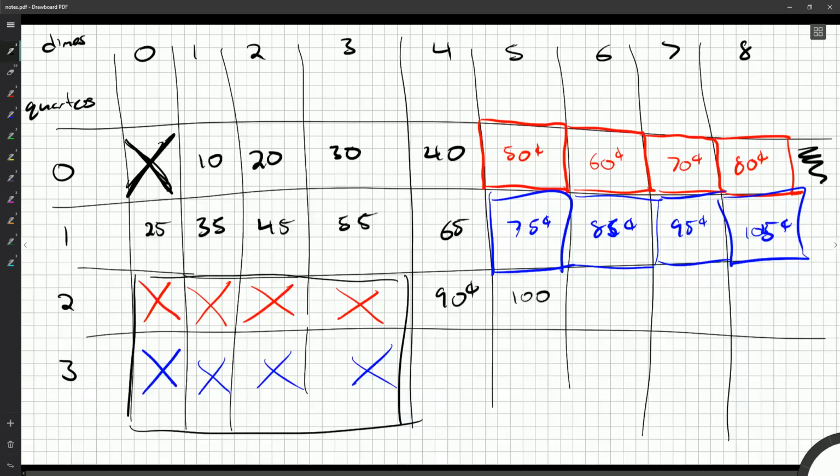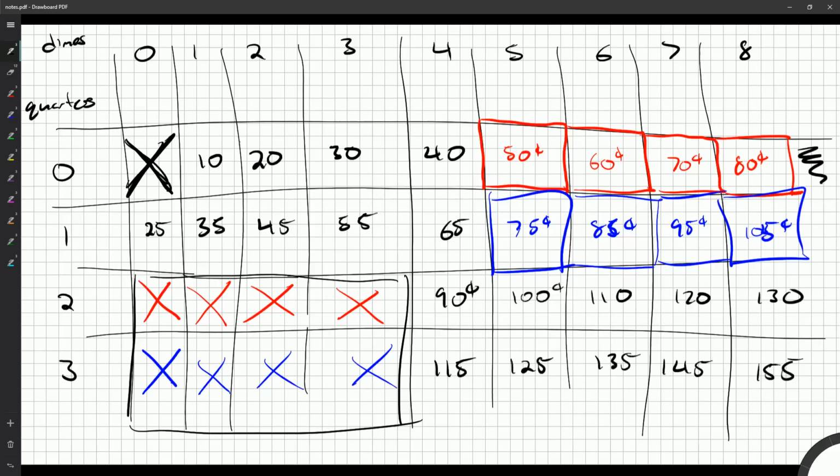So then 100, 110, 120, 130, still no repeats. And then below that would be 111, or sorry, 115. I saw the 1, and I said 11. 125, 135, 145, and 155, and that's the best that we can do. But you'll notice there's no repeats. Where you would think we should have repeats, things have already been crossed off. So there we go. So our answer is indeed 27.